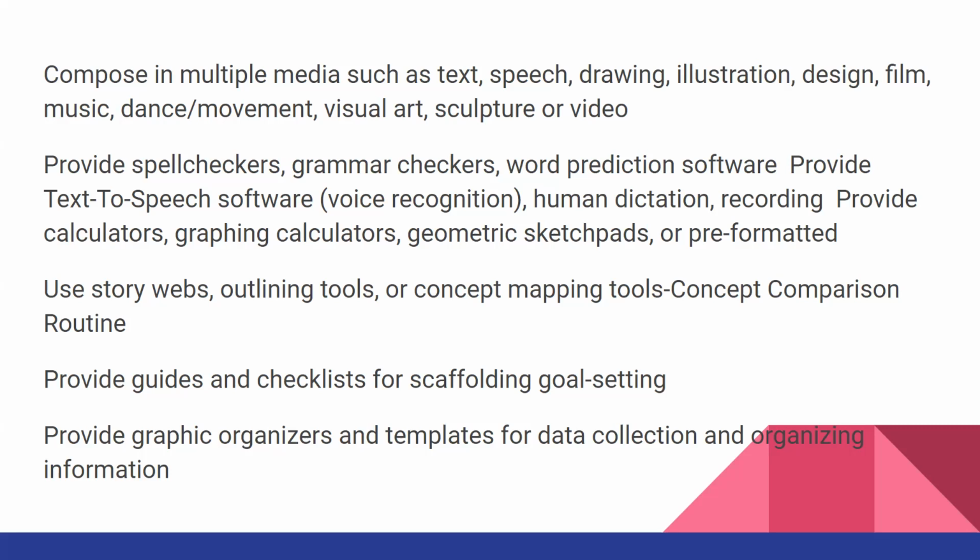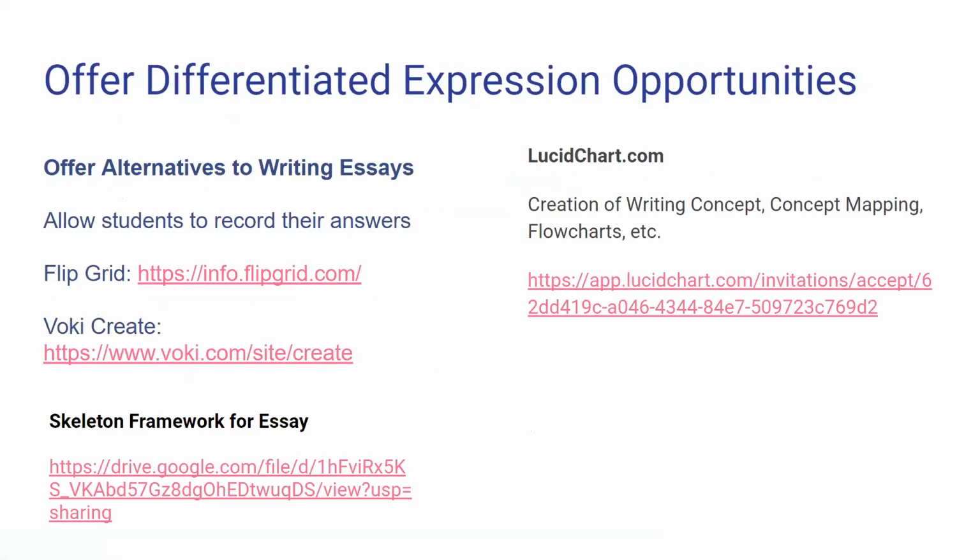Do we provide guides and checklists for scaffolding so that they can self-monitor? Do we provide graphic organizers and templates for data collection? If they are a compartmentalized thinker, are we allowing them to express it in a compartmentalized way? So there's a lot of ways that we can offer differentiated expression opportunities.